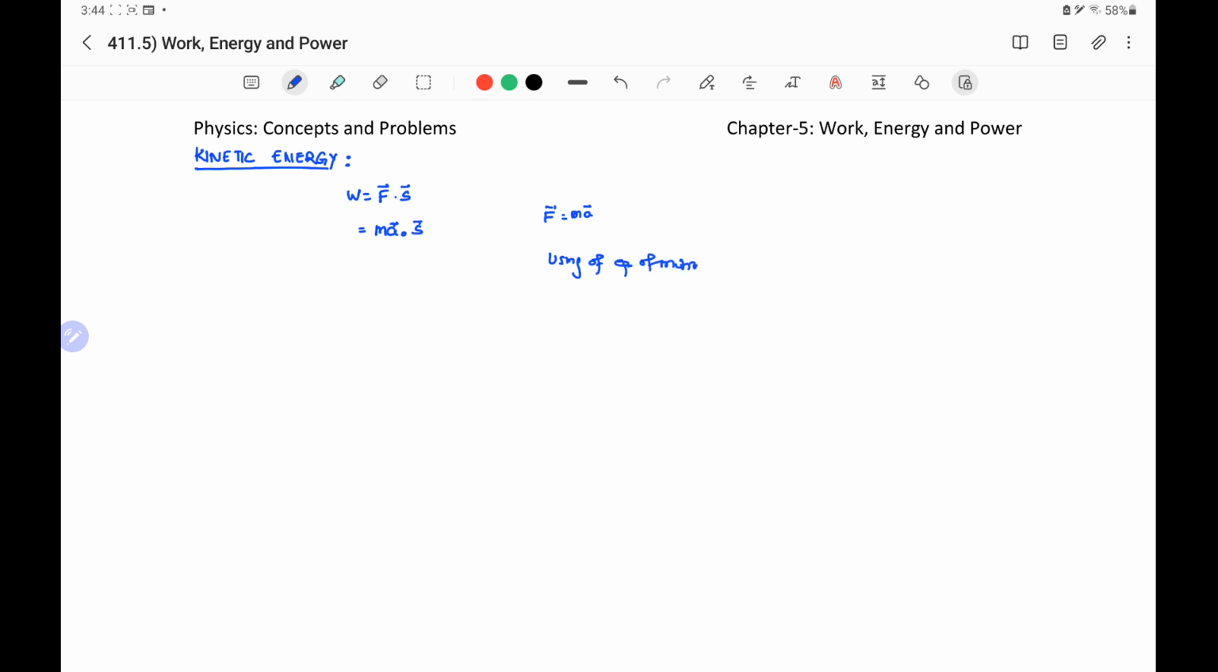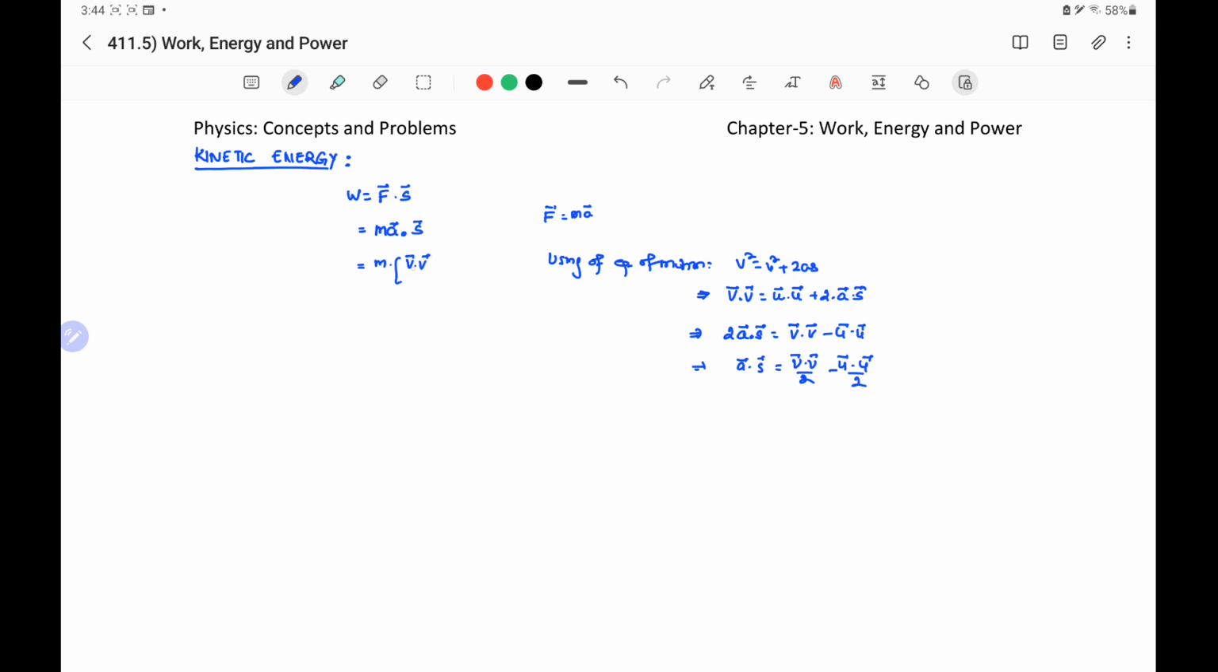which is v square equal to u square plus 2as, this can be written in vector form as vector v dot vector v equal to vector u dot vector u plus 2 into vector a dot s. So we can find the value of a dot s as 2a dot s equal to v dot v minus u dot u. So a dot s is equal to v dot v by 2 minus u dot u by 2.